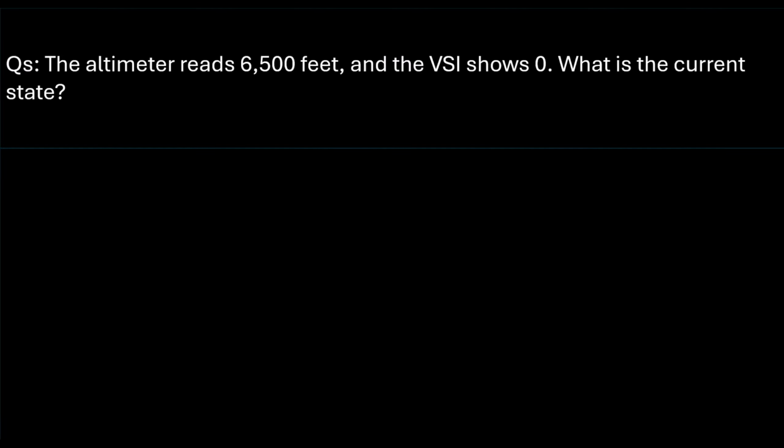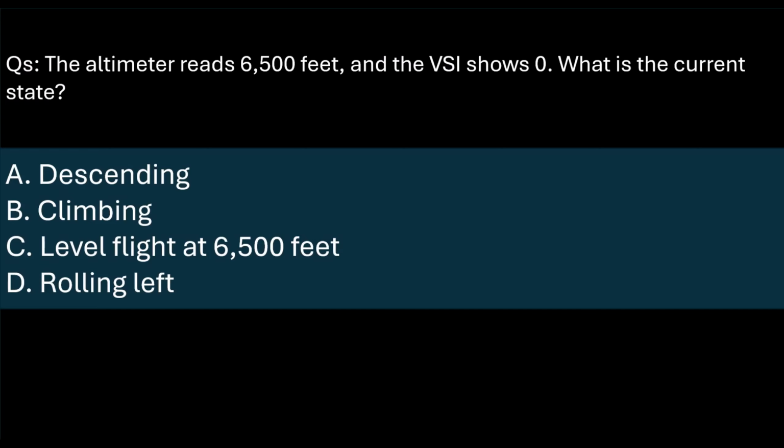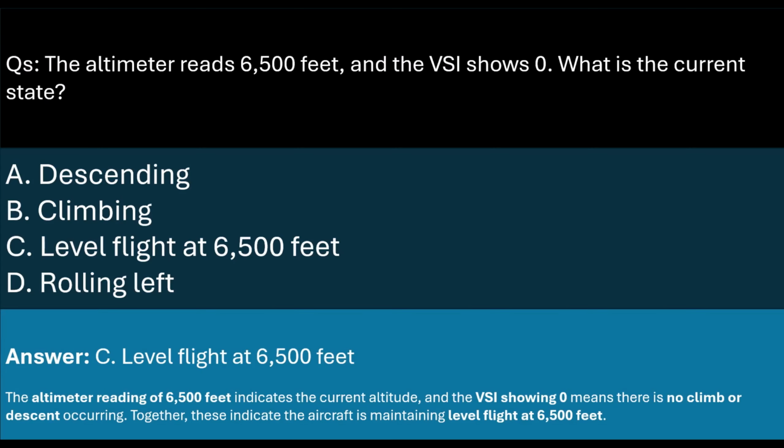Here is the ninth one. The altimeter reads 6,500 feet and the VSI shows 0. What is the current state? Let's see the options: descending, climbing, level flight at 6,500 feet, rolling left. VSI shows 0, which means it's level flight at 6,500 feet. I think option C will be the right answer. Yes, option C is right. Sometimes a guess will be wrong, but it's not difficult. If you practice more, you can guess more correctly.